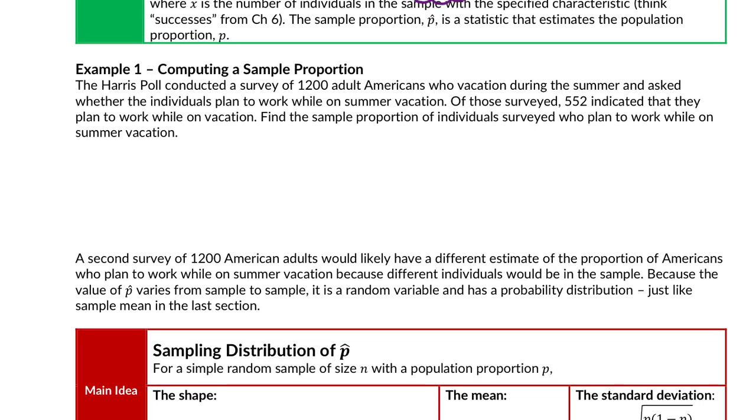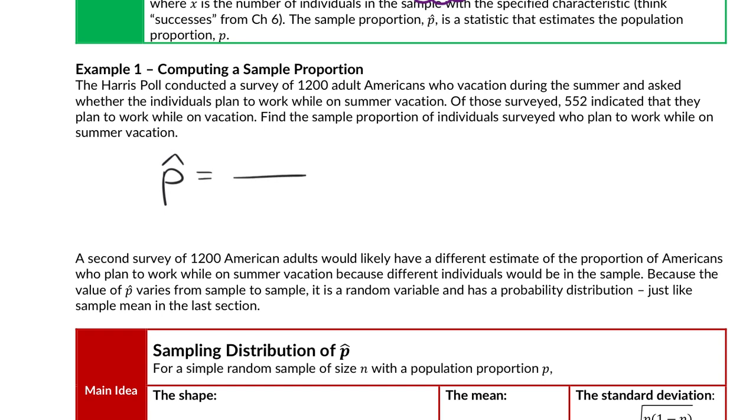So example 1: a Harris poll conducted a survey of 1,200 adult Americans who vacation during the summer and asked whether the individuals plan to work while on summer vacation. Of those surveyed, 522 indicated that they plan to work while on vacation. Find the sample proportion of individuals surveyed who plan to work while on summer vacation. So we are finding p hat.